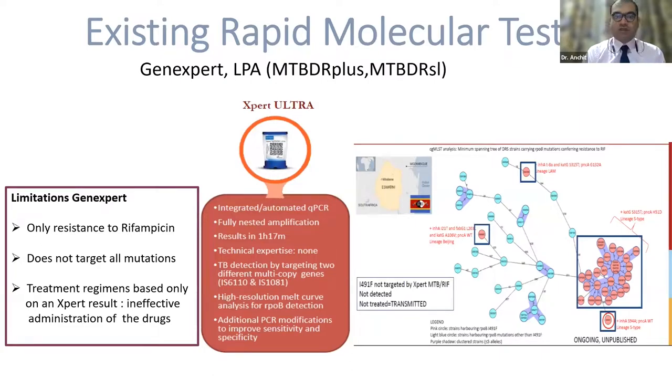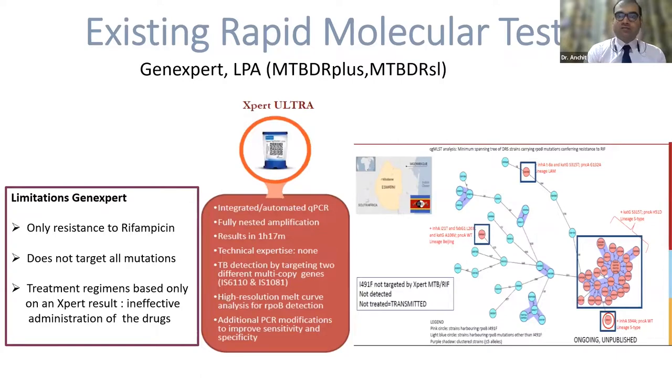Something better than GeneXpert is GeneXpert Ultra. It is also faster than your normal GeneXpert, and it targets at least two genes, that is the IS6110 and IS1081. Basically, GeneXpert Ultra is more sensitive and specific.